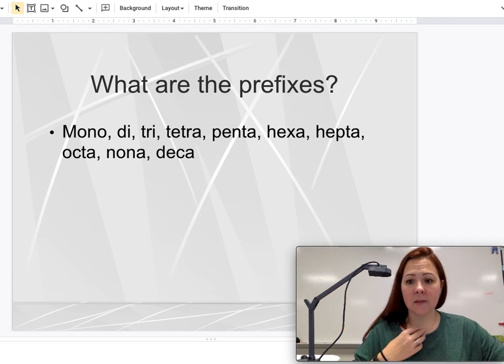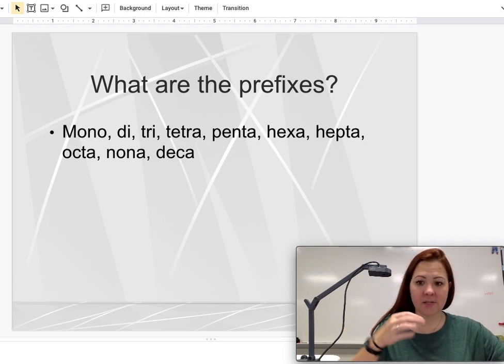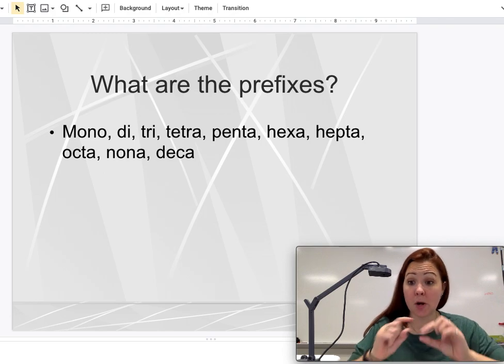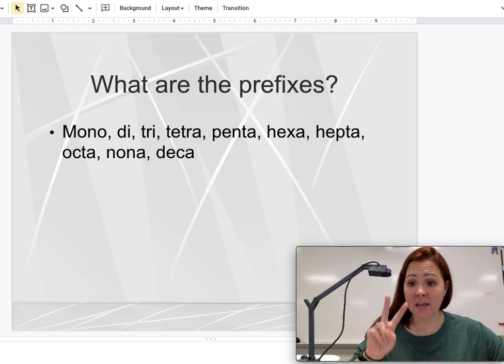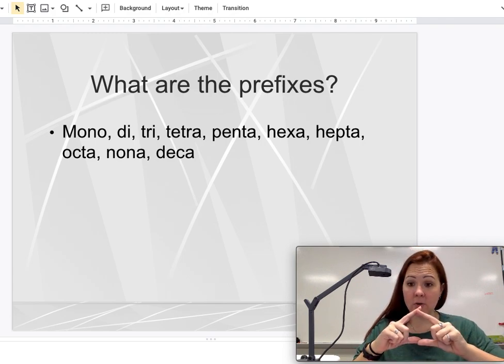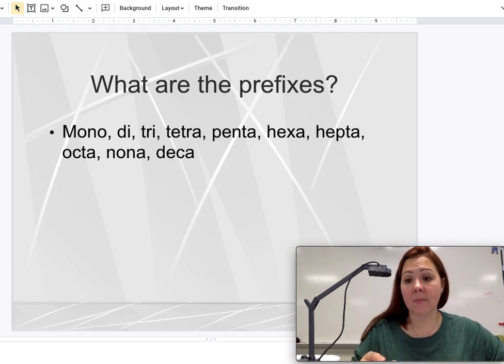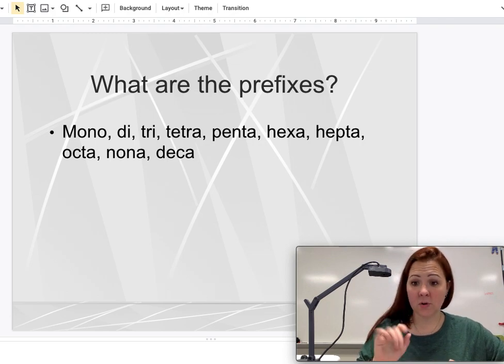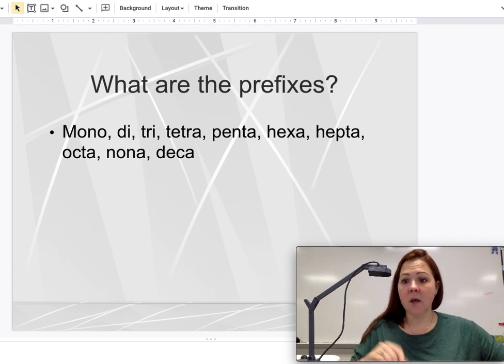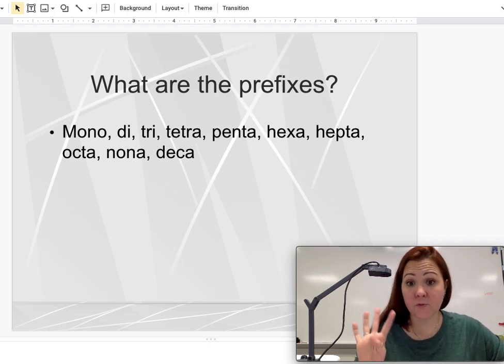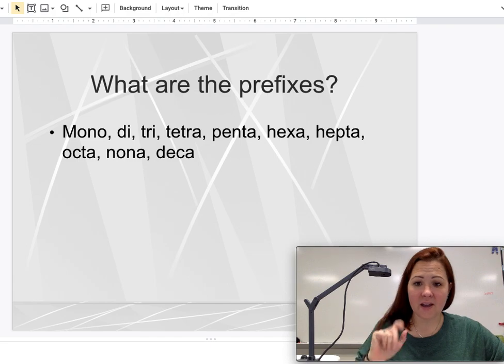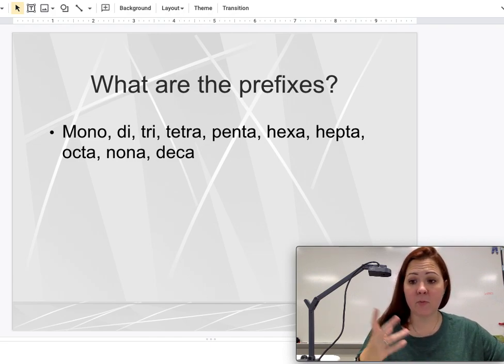So mono, like the illness, is single little bacteria that float around in your body, as opposed to strep, which is a long chain. Di means 2, like we were just talking about diatomic elements. A triangle has 3 points or 3 sides, so tri means 3. Tetra is 4, like the game Tetris has 4 blocks you spin in 4 different directions to clear out your lines. That's actually where that comes from. Tetra's 4. Penta is 5. Pentagram or pentagon has 5 points or 5 sides. Hexagon has 6 sides, so hexa is 6.